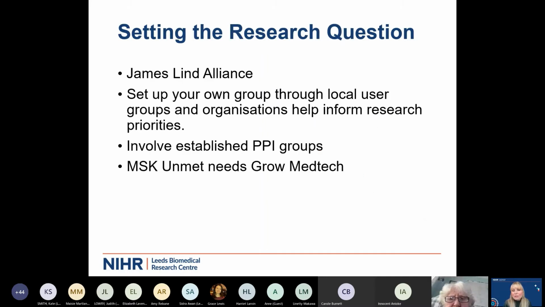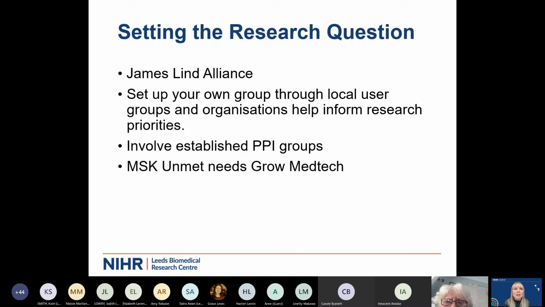Now, good patient involvement starts from the beginning. Don't worry if you've not started yet. There can always be patient involvement, but as best practice, we would always encourage that you think about how you set the research question, working with members of the public to make sure that it's a question that matters to people living with a condition.